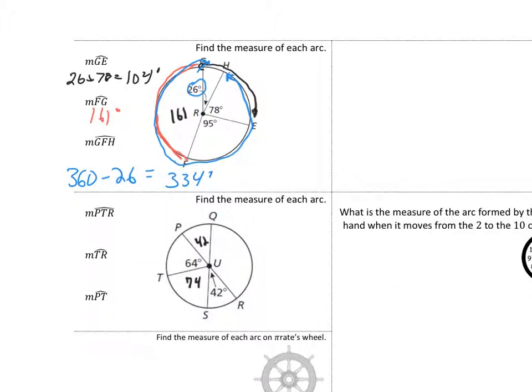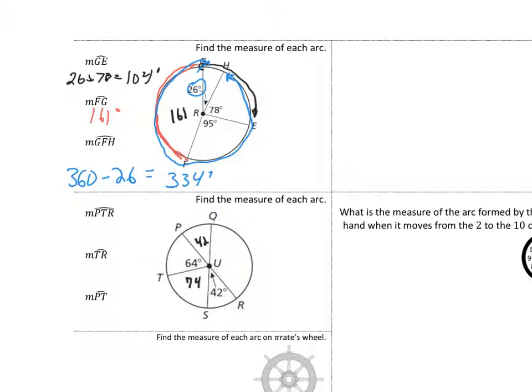All right, now let's look at the one right below that. We're going to do the exact same thing. It says find the measure of each arc. What I'd like you guys to do is to try to do this on your own. We're going to click pause and give you a few minutes and let you try to do it. And then we'll hit play again and I'll go through the answers.